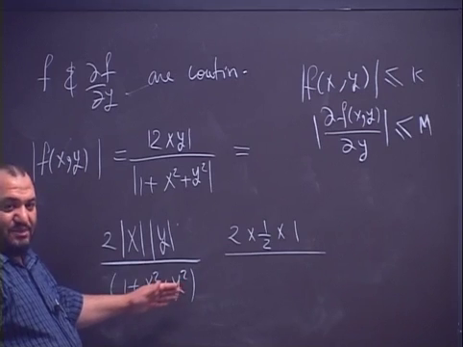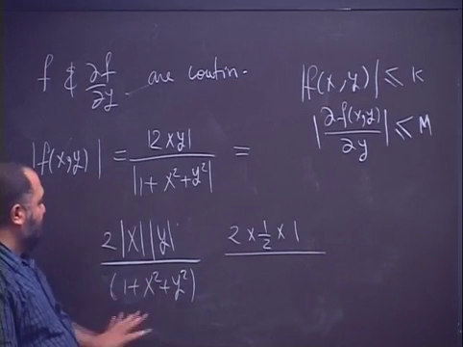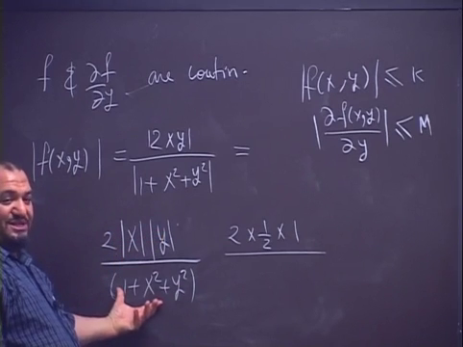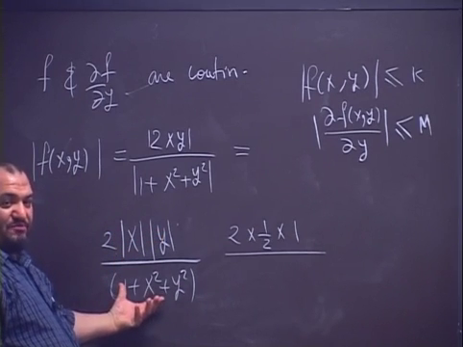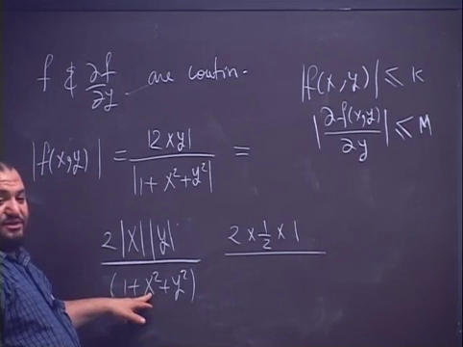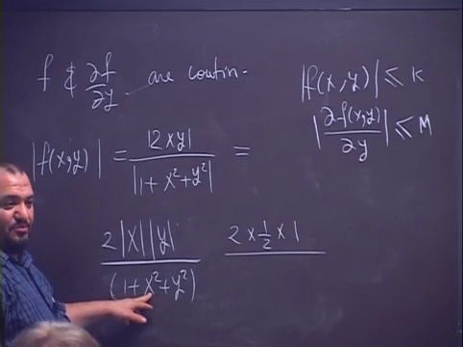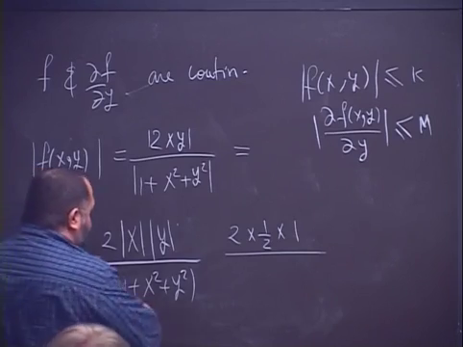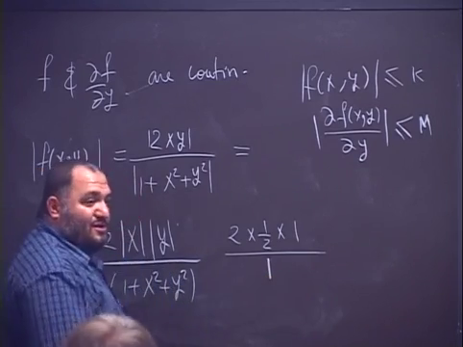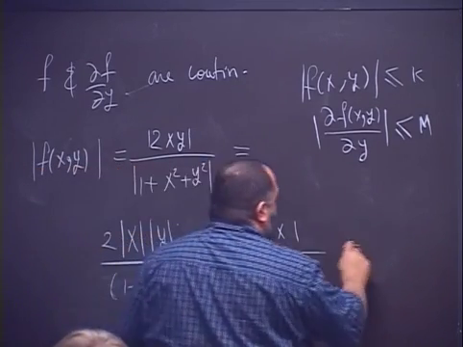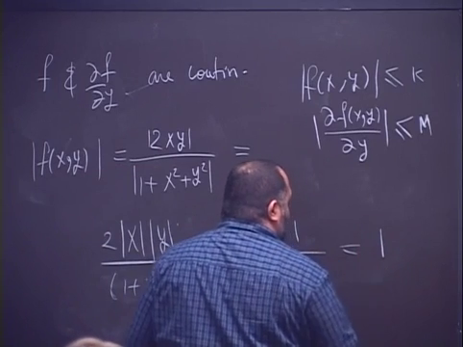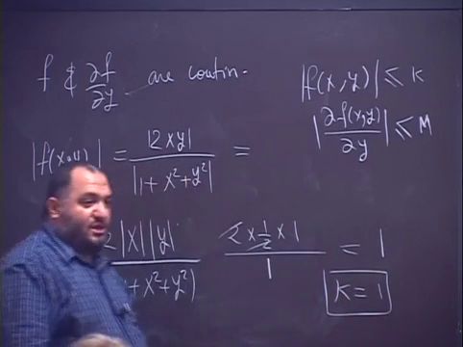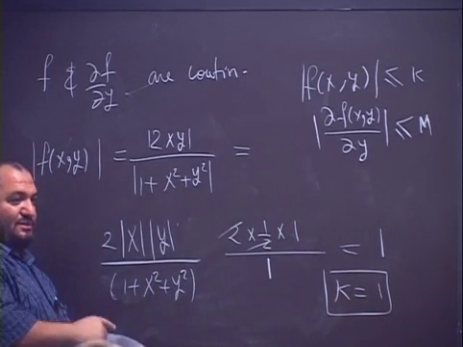In order to maximize the whole thing, I have to maximize the numerator and minimize the denominator so that I will get a maximum value. When is the denominator minimum? When x and y are equal to 0. So in this case, this would be 1, and 2 by 1/2 is equal to 1. So K is equal to 1. Did you understand what I did?